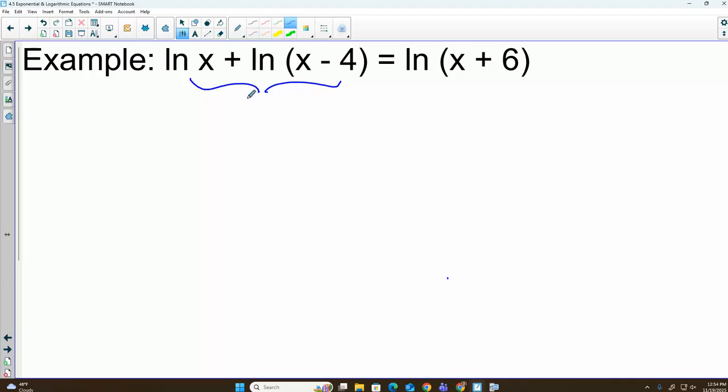I saw two different ways of working this, and they both work. When logs are added, you multiply the arguments, so you get x squared minus 4x. A few people also subtracted this one over, so all the logs were on one side, and they divided and made it over x plus 6 in the argument, which is fine. At that point, if you did it that way, you have to change it into exponential. If you did it this way, now you have one log on each side, so we can drop that log.